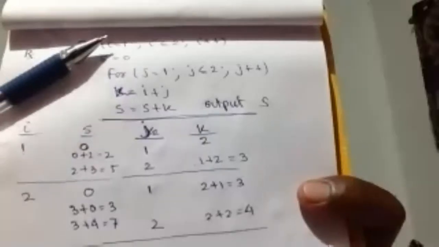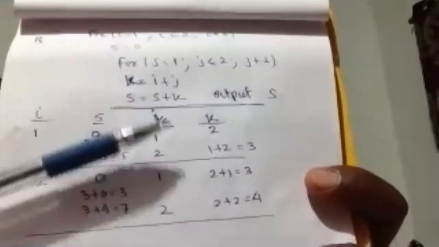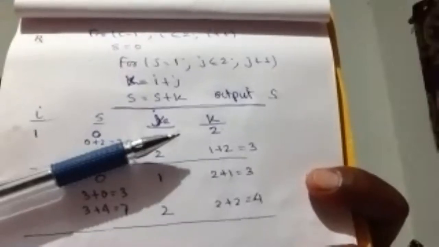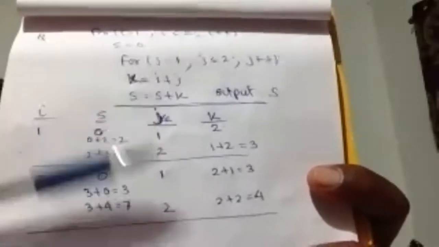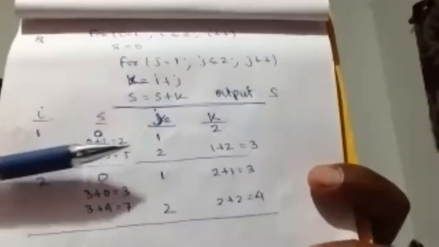You see, S equal to 0 is after the I for loop, is it not? Every I equal to 1, S refreshes. When I becomes 2, again S becomes 0. Whatever the previous data, it will be vanished. Okay, and this is not the same as the previous one.